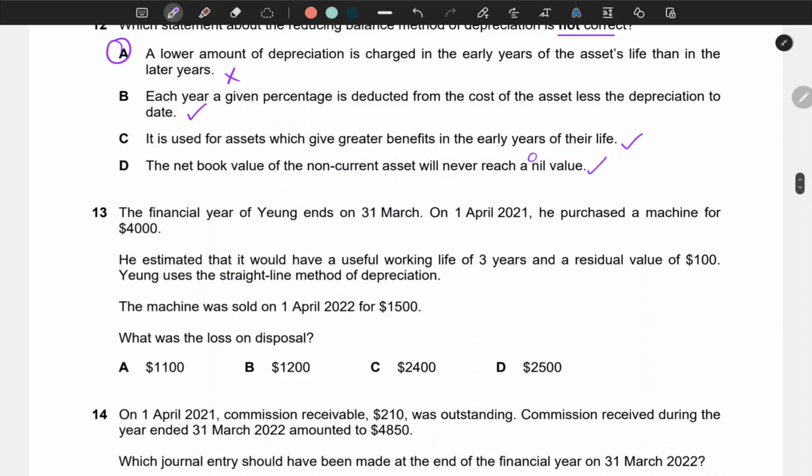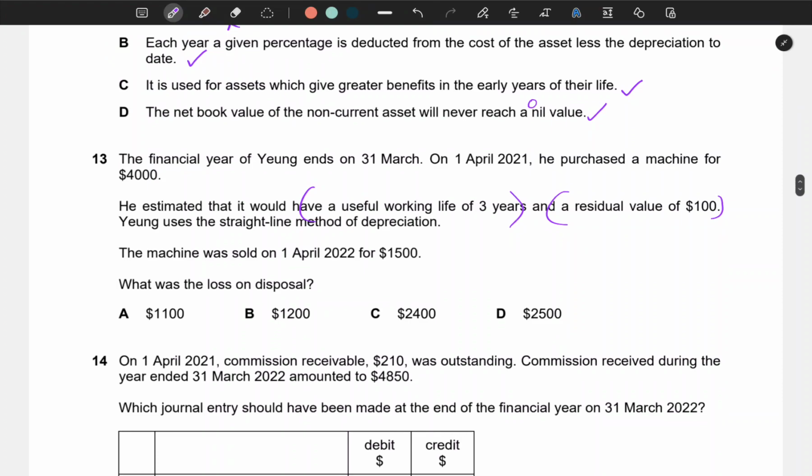Okay, 13. The financial year of Yung ends on 31st March. On 1st April 2021, he purchased a machine for 4,000. He estimated that it will have a useful working life of 3 years and a residual value of 100. Yung used the straight line method of depreciation. The machine was sold on 1st April 2022 for 1,500. What was the loss on disposal? When you want to find the loss on disposal, it is better for you to open a disposal account.